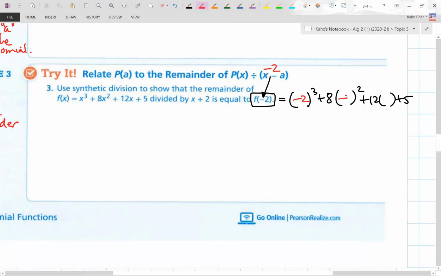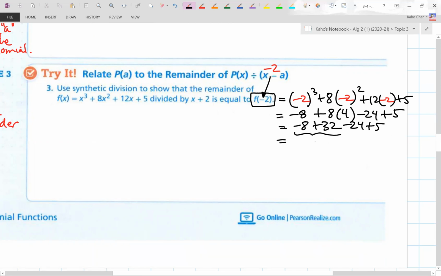Put it there. Okay, I'm going to show you the remainder theorem here. Really cool. -2 to the third, let's clean that up, is -2 times -2 times -2, which is -8. Over here, we have 8 times -2 squared, which is +4. And then 12 times -2 is -24. And we have 5, okay? Let's clean it up further.